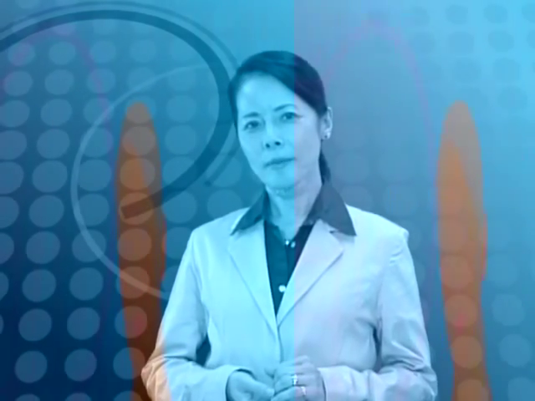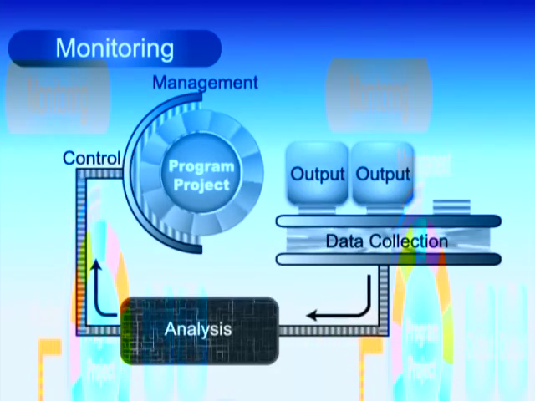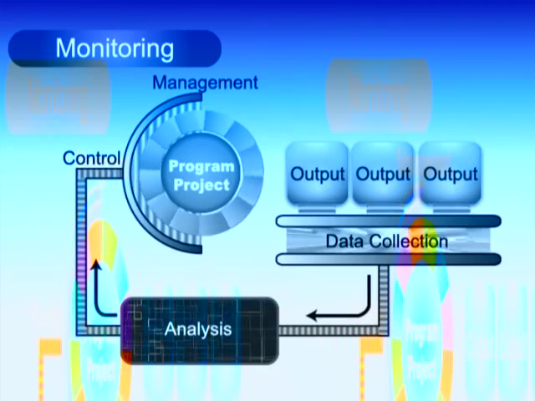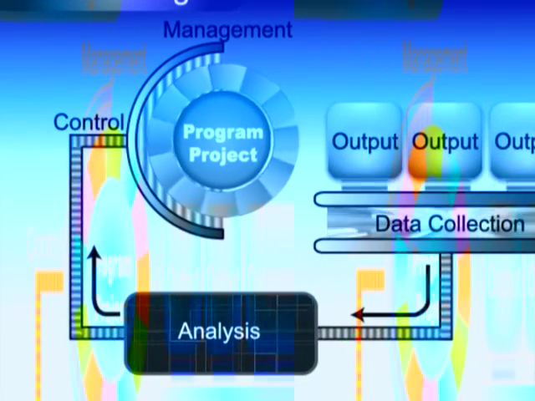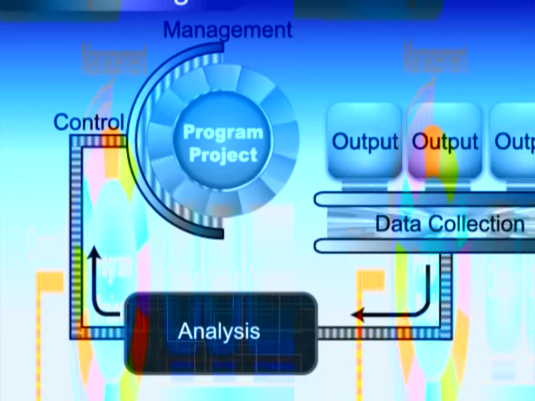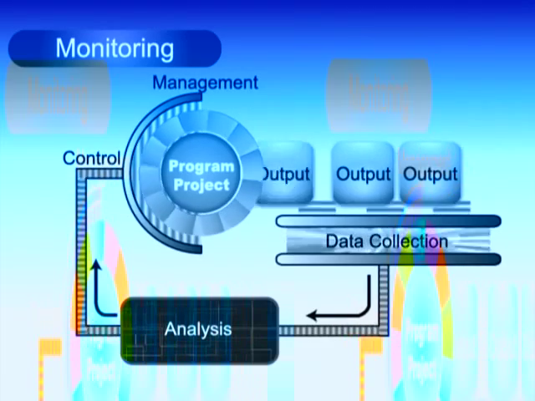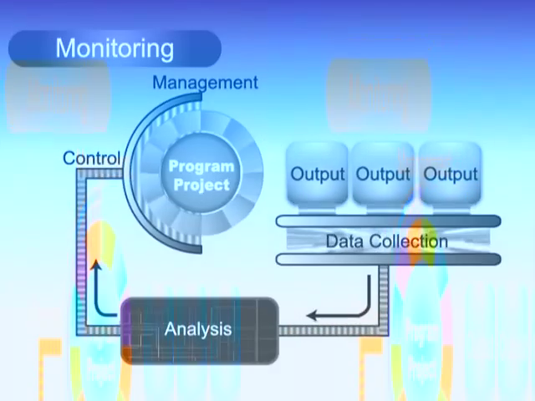Now, let us review this unit. Monitoring is needed to periodically check the activities of a program or project to see if they are carried out as scheduled, and if expected outputs are drawn after starting a program or project, so that course correction can be made if necessary. In other words, it is the internal work of the project.